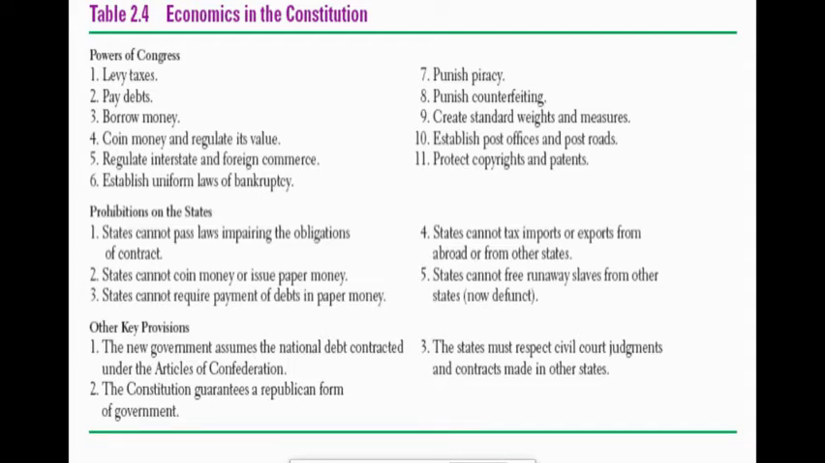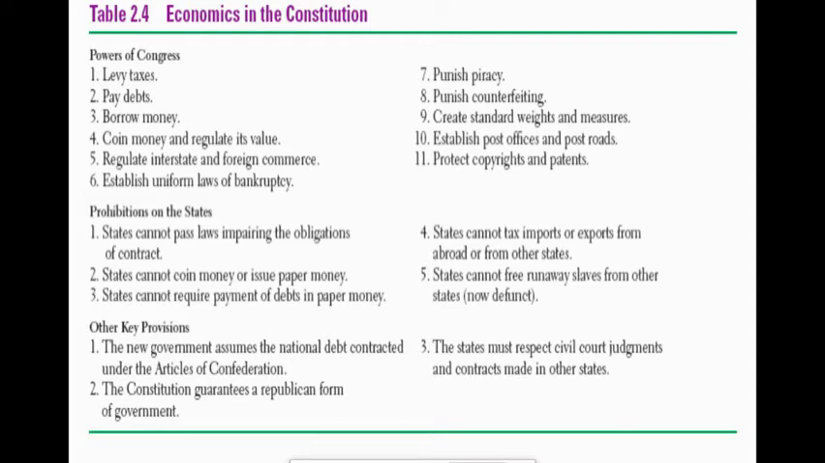Establish uniform laws of bankruptcy, punish pirates because they were actually a problem during this time. Take a history class. Punish counterfeiting. Okay, create standard weights and measures. So, yep, it's Congress's fault that we're like the only country in the world not on the metric system. Establish post offices, all right, and protect copyrights and patents. Huge things.